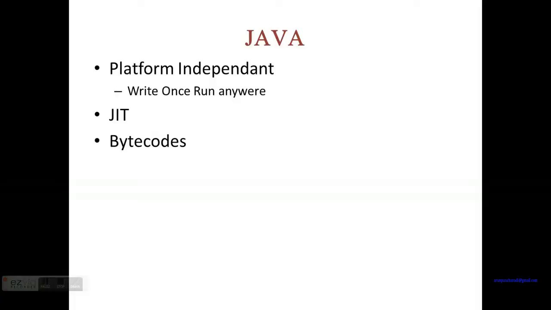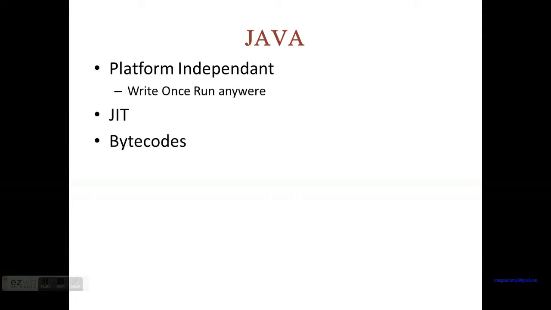Java is a platform independent language, and it uses a technology called JIT, that is just in time invocation, and bytecodes. I'll be explaining each of these items separately. So why is Java platform independent? Java says write once and run anywhere.